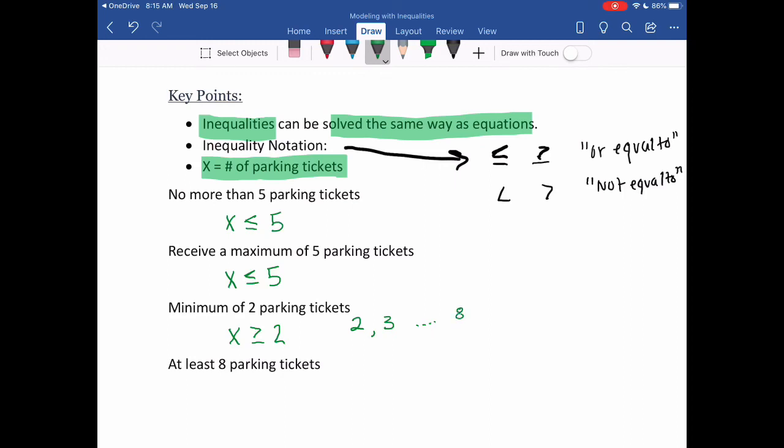Now let's see, last week, Ms. Ford received at least 8 parking tickets. I can't even count them all. At least 8 parking tickets. It could be more, but I know it's at least 8. So let's say x is greater than or equal to 8.